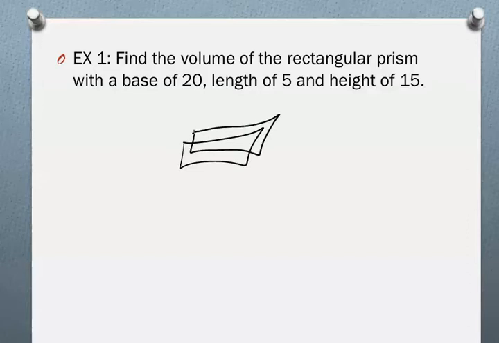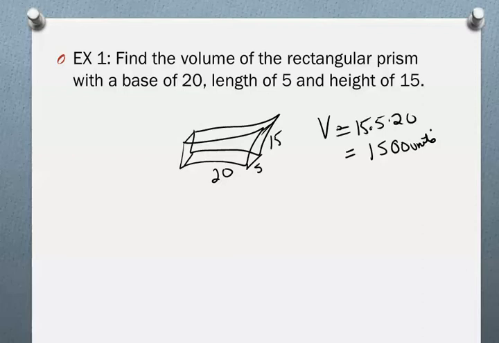and the formula for it, let's say that this is the length, this is the height, and this is the base. And since it's a prism, it can really be interchanged. So the volume for this would simply be 15 times 5 times 20, which gives you 1,500 units cubed.